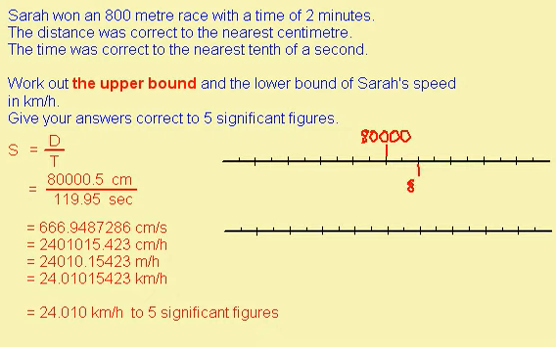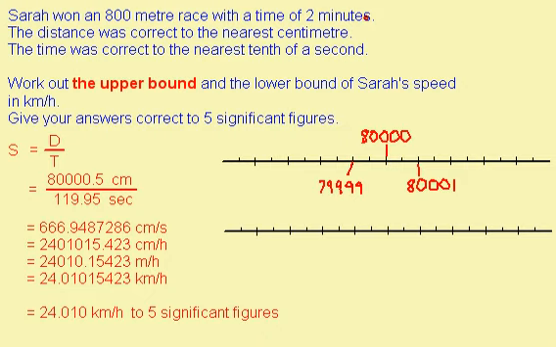So here is 80,001 centimetres, and here is 79,999 centimetres. I know my value is correct to the nearest centimetre, and I know I'm looking for the upper bound. So the upper bound is here, which is 80,000.5 centimetres.